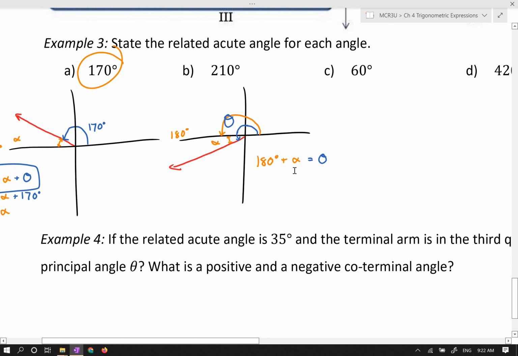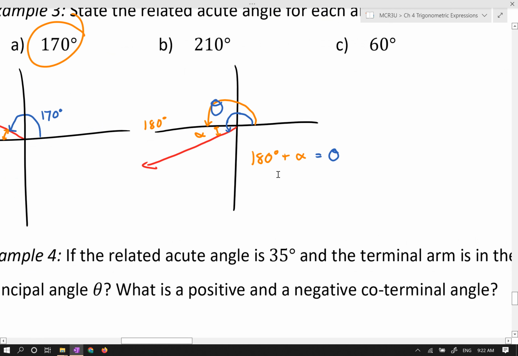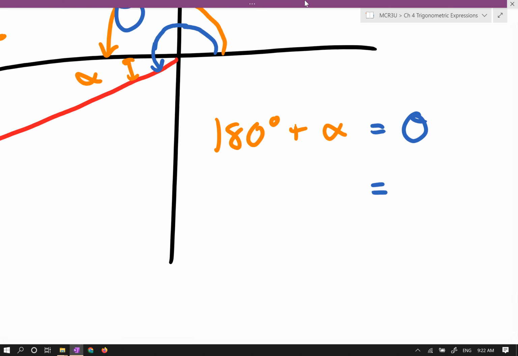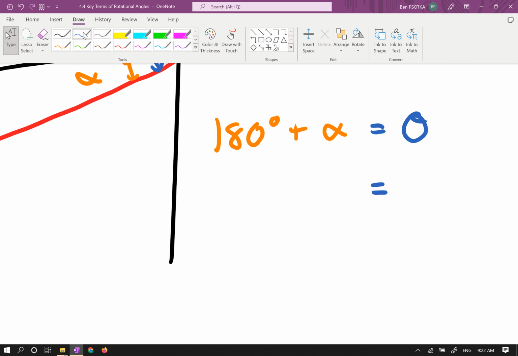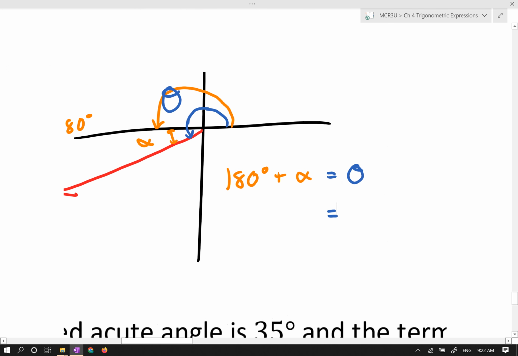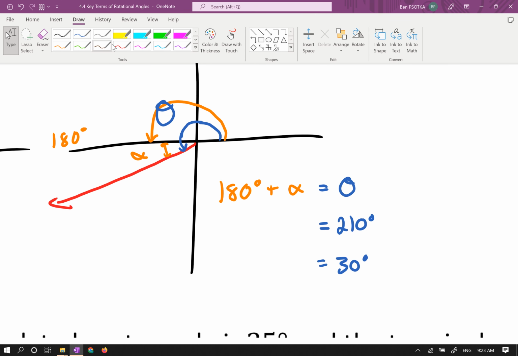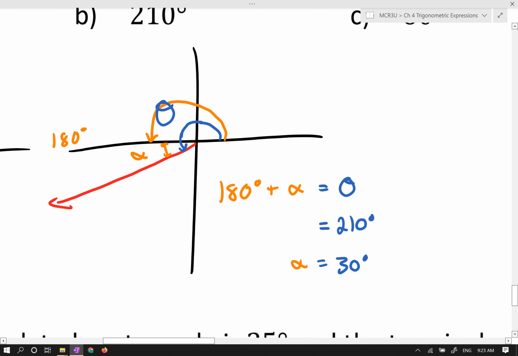We have 180 degrees plus alpha. Will it let me zoom in there again? Yes, it will. Fantastic. We can rearrange this. We can subtract 180 degrees from each side, and I know my angle theta, my principal angle, is 210 degrees, so 210 degrees is equal to this. I subtract 180, 210 minus 180, I'm working with 30 degrees over here, which is going to be equal to my angle alpha right here. So in this case, my related acute angle is 30 degrees.